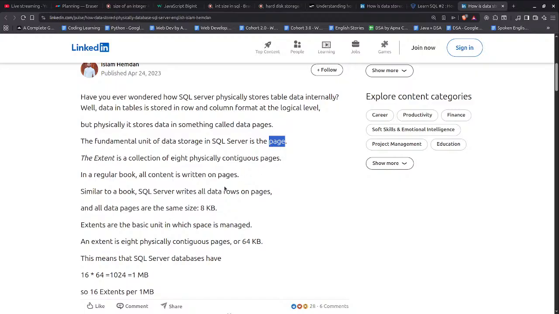The extent is a collection of 8 physically contiguous pages. So ultimately 8 pages which are side by side, near to each other. The collection of those 8 makes the extent.